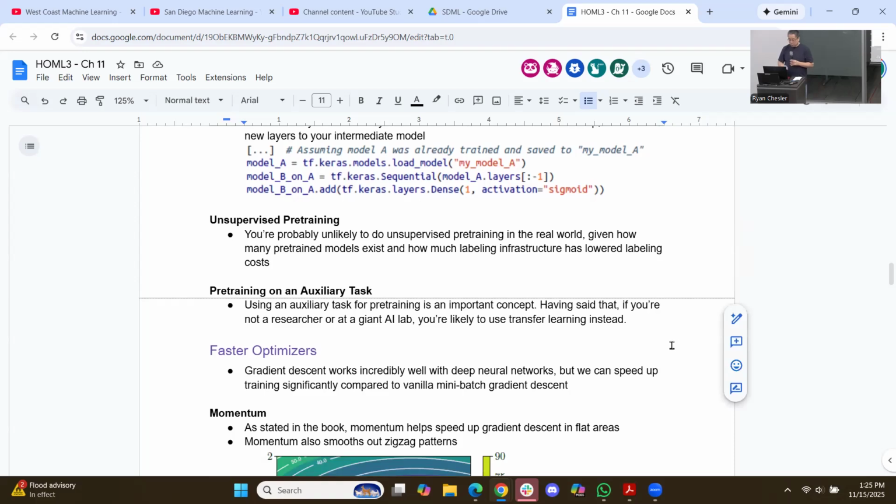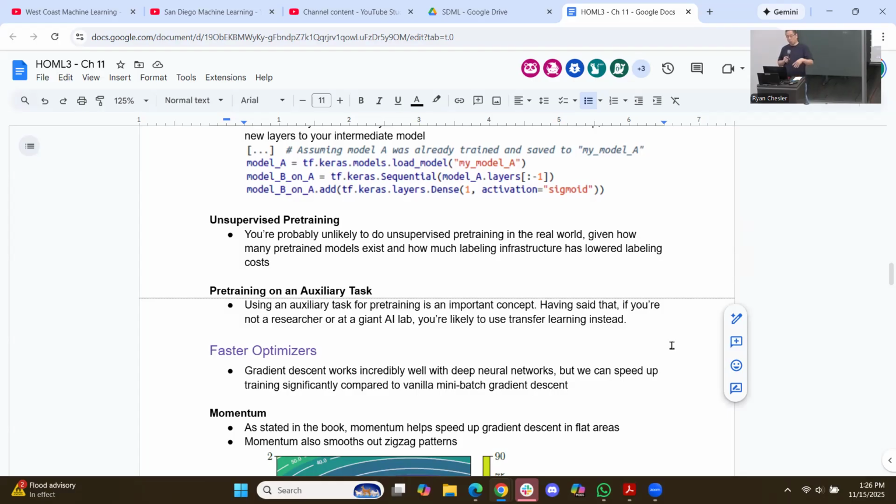Okay, two other concepts that I think are really cool and you should know about, but you're not likely to actually be using unless you are at a giant lab trying to do state-of-the-art research. One is unsupervised pre-training. This is where you can take a pile of data and use unsupervised techniques to basically say which things are similar, which things are different. And again, this is about learning features.